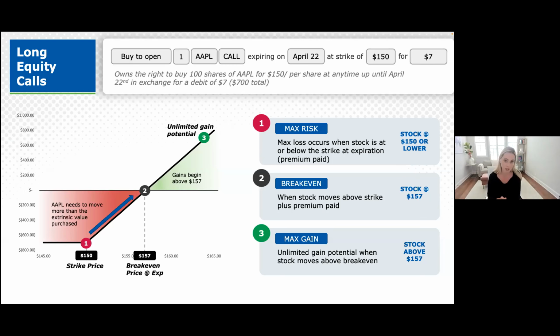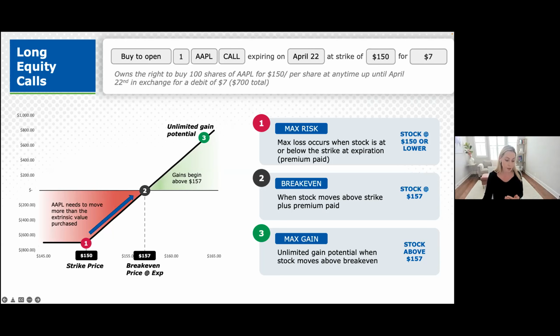So the more time we have until expiration, the more time it is that the underlying can move above or below our strike, therefore it's more expensive. And then also anticipated market movements can make it more expensive as well. But those tend to be decaying factors, and that's what we have to take into account when we're trading long equity options. We need the stock to move more than the extrinsic value that we purchased, which is depicted on this profit and loss diagram.